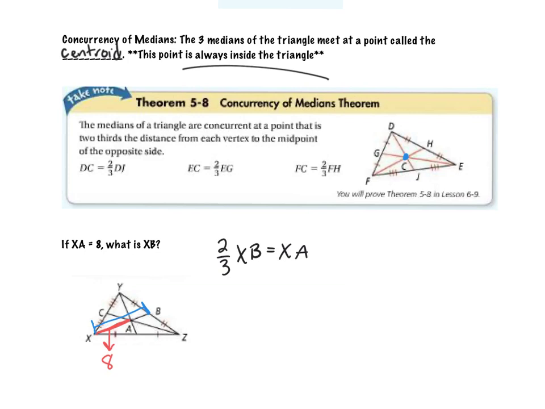And if I know that XA is 8, I'm just going to plug it in and say 2/3 of XB is equal to 8. So now I've got to undo that 2/3. How am I going to undo multiplying by 2/3? Multiply by 3, yeah, on both sides. So you could do that. I would multiply by 3/2, because if I multiply by the reciprocal, I undo the whole fraction all at once. So XB equals 12.